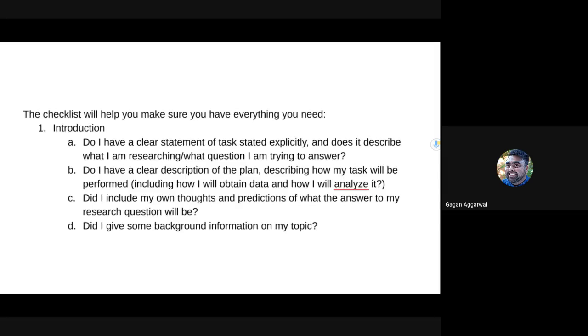This is one example from a grade 10 project. So questions like, do I have a clear statement of task stated explicitly, and does it describe what I'm researching and what questions I'm trying to answer? So I think people can comment on my checklist and probably I can improve them a bit more and make them a bit more succinct.